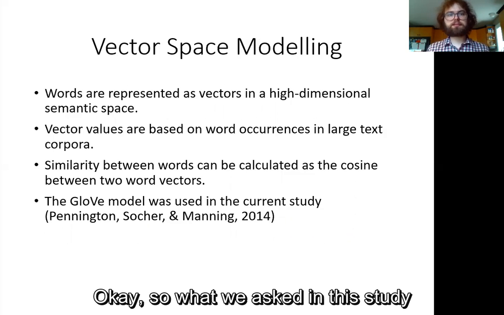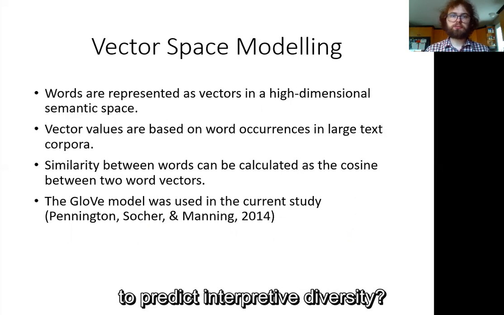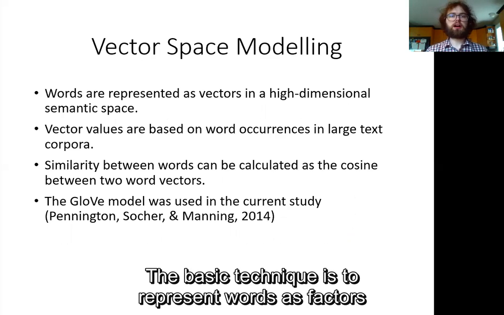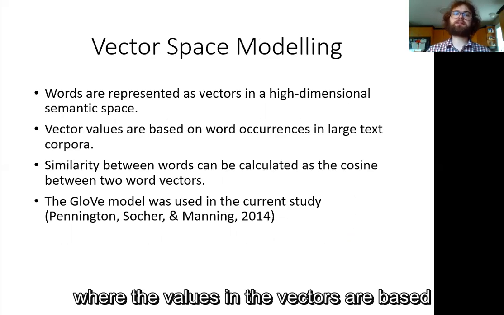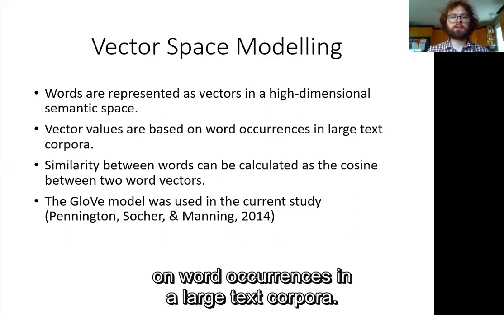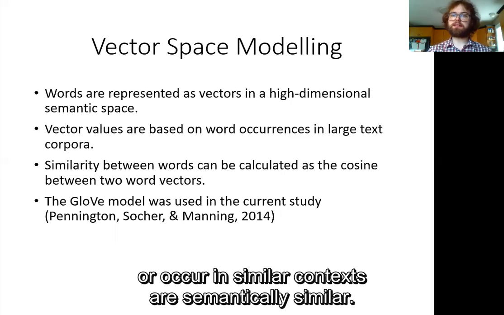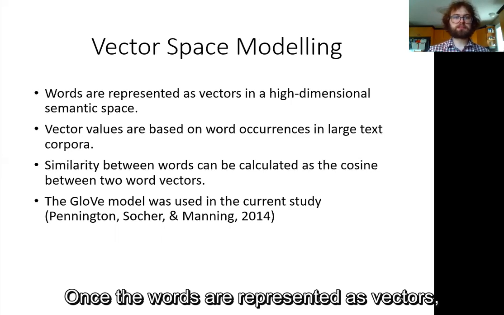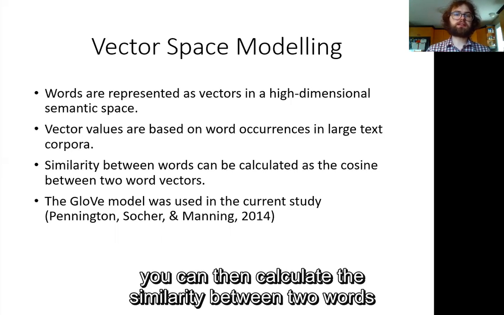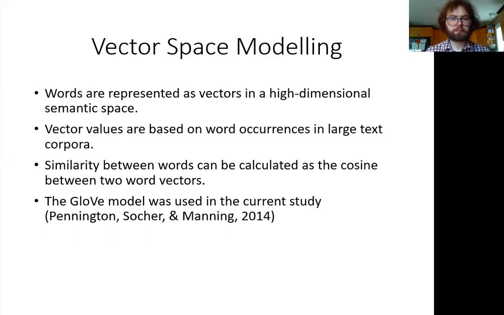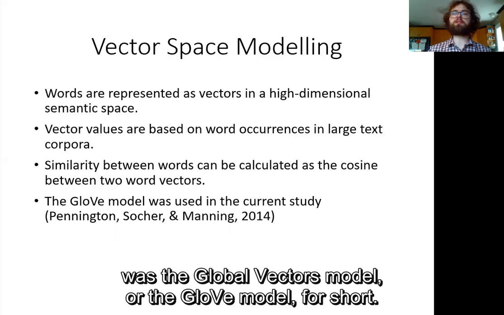Okay, so what we asked in this study was, could we actually use vector space modeling to predict interpretive diversity? So just a brief overview of vector space modeling. The basic technique is to represent words as vectors, where the values in the vectors are based on word occurrences in a large text corpora. So the assumption is that words that co-occur together or occur in similar contexts are semantically similar. Once the words are represented as vectors, you can then calculate the similarity between 2 words by calculating the cosine of the 2 word vectors. And the particular model we used in this study was the global vectors model, or the GLOVE model for short.